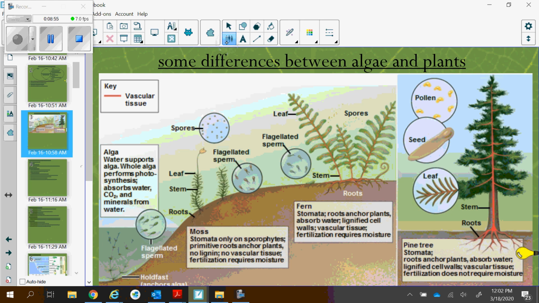So if you've been looking up here, vascular tissue is in us, arteries and veins. Well, these guys don't have it, which means they're very limited in how tall they can grow, and they're lacking a couple of molecules that make them stiff for standing up.